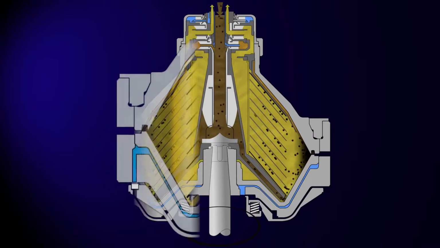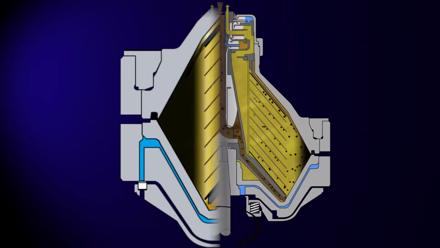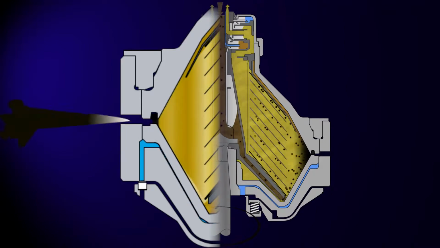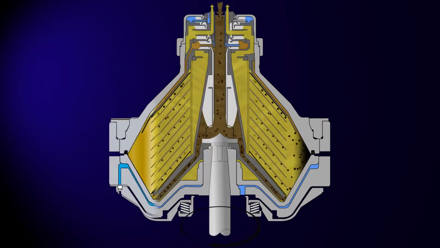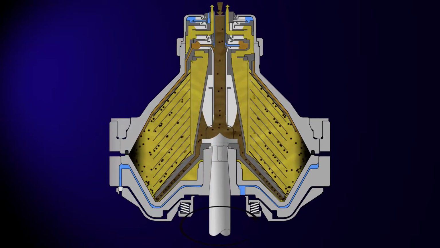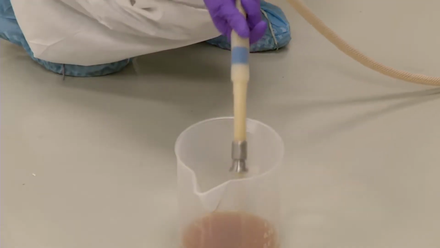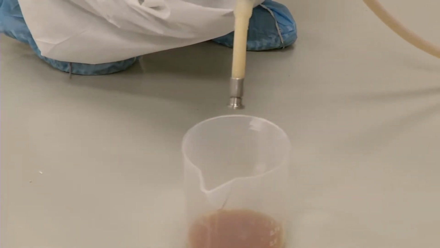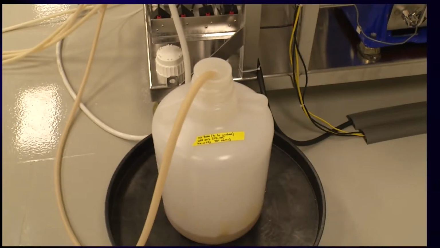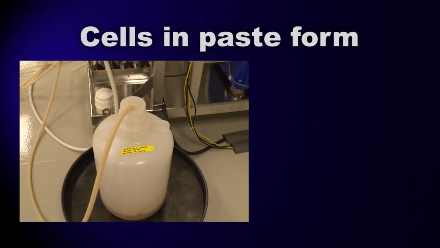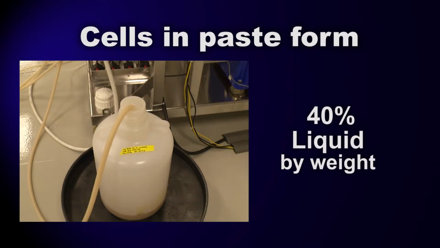When the bowl has reached capacity for solids, the bowl opens and the solids are discharged into an appropriate container for collection. Once the solids are discharged, the centrifugation step can resume, while the clarified liquid is waste. At this point, the cells are in a paste form, and although most of the liquid has been removed, our cell paste is still about 40% liquid by weight.